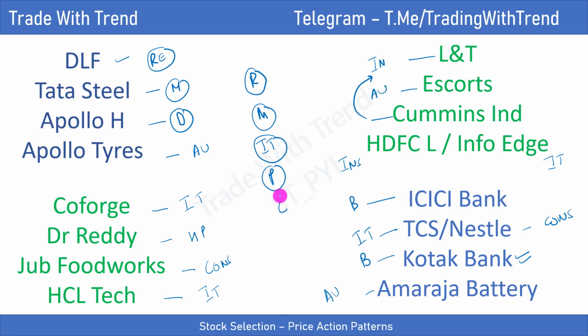Then I've also taken up consumption. I'm just using small abbreviations here. And I've also included auto sector. And above all, my favorite sector obviously is banking and financials. So I've also included those stocks. So I have covered over 6 to 7 sectors out of these 16 stocks that I've selected for the next 3 to 4 month kind of trading.